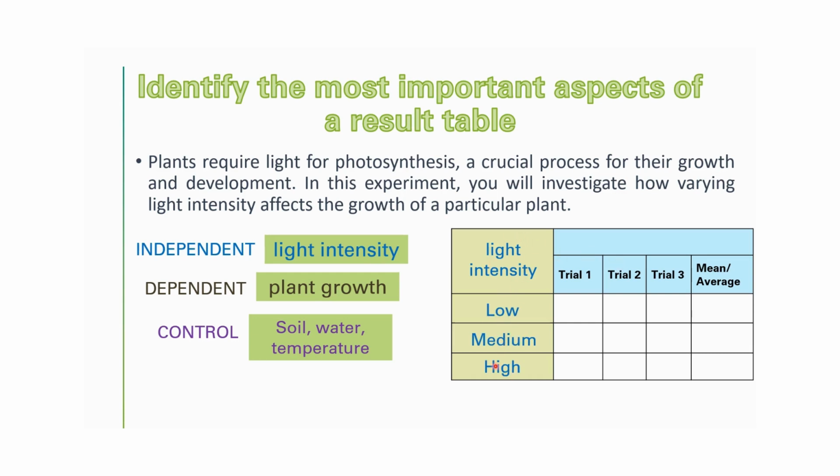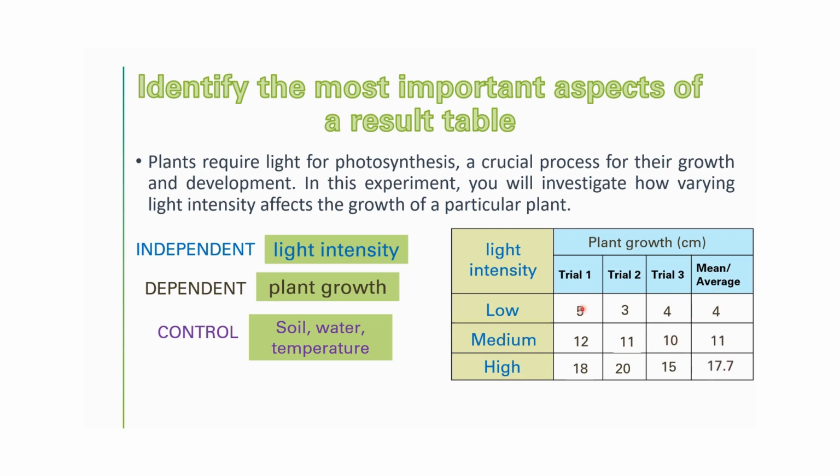Then if you put independent here, then definitely here you will need to put the dependent one. So the dependent one goes here. In our case, it was plant growth. Again, if you notice, here you have a measuring unit, for example, centimeter. And here are the results collected in the experiment, and in the end we calculate the average.